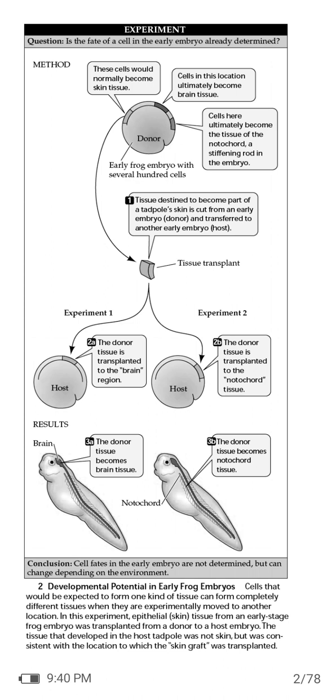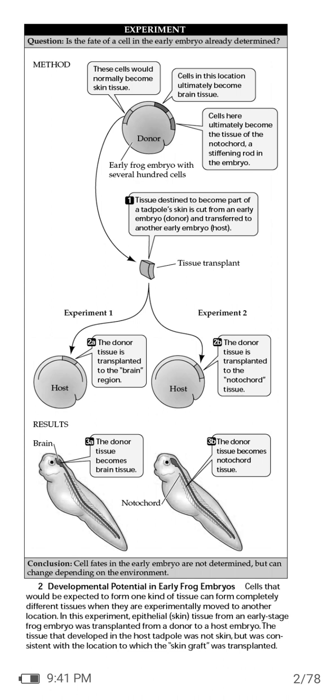Tissue destined to become part of tadpole skin is cut from an early embryo donor and transferred to another early embryo host. Tissue transplant is conducted. Experiment 1: the donor tissue is transplanted to a brain region. The donor tissue becomes brain tissue. Second result: the donor tissue is transplanted to the notochord tissue. The donor tissue becomes notochord tissue. But the initial one, that is tissue destined to become a part of tadpole skin, is cut from an early embryo, that is the donor.